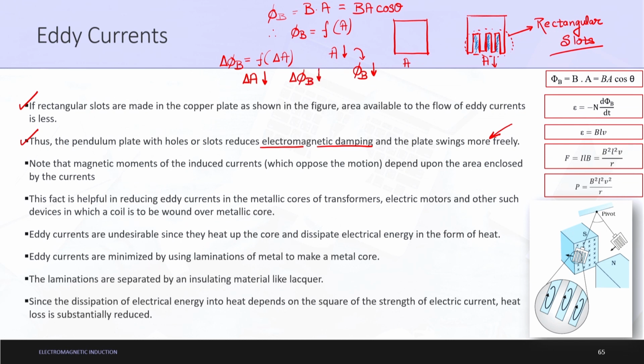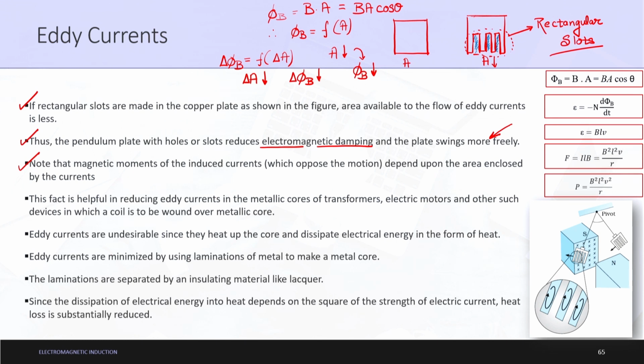What does change in area depict here? Here, the change in area depicts the amount of area which is under the influence of magnetic field B. It does not mean that the complete area of the rectangular slot will be considered here. No, the complete area will not be considered. It is only that area which will be under the influence of the magnetic field B.